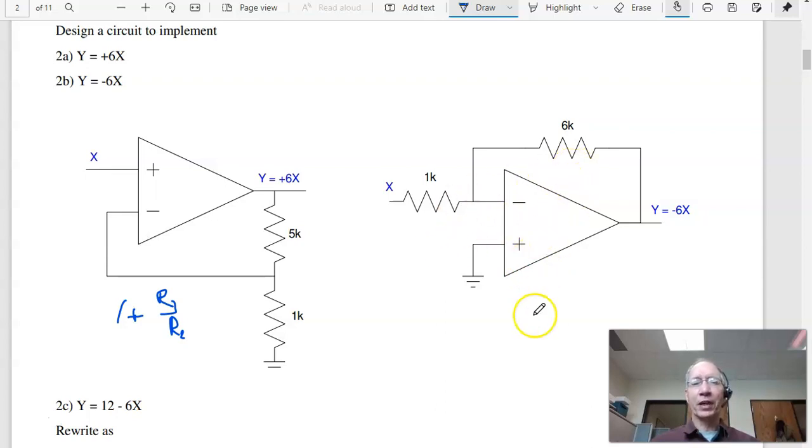Problem B is build a circuit with a gain of minus 6. That's the inverting amplifier. There the gain is minus R1 over R2. So for a gain of 6, pick a 6 to 1 ratio, 6K, 1K.